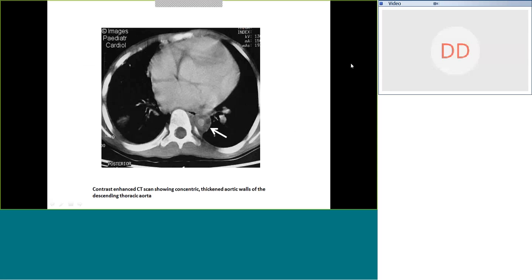Here is a CT where you can see marked concentric thickened aortic wall, which has been pointed out. This is the descending thoracic aorta, and you can see the wall. Look at the lumen and look at the wall. The wall is so much thicker, the lumen is so much smaller.